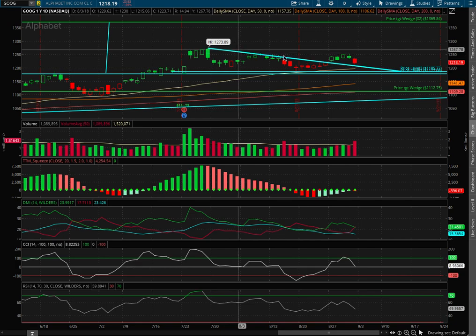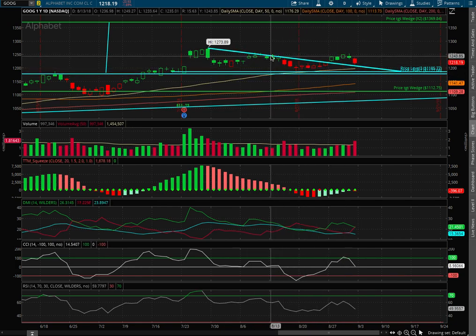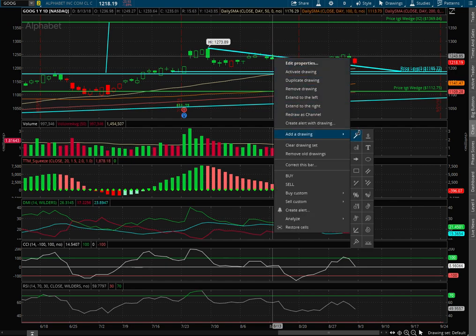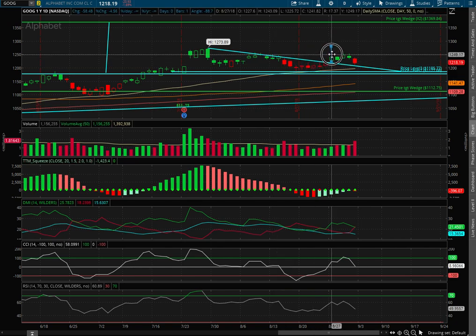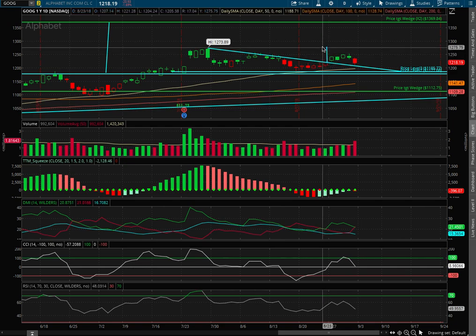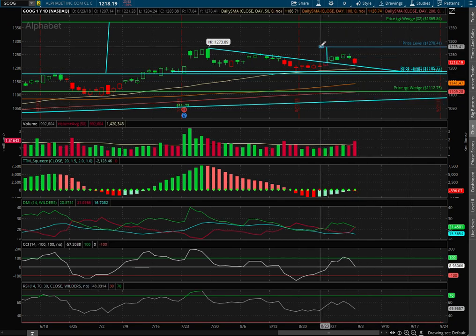Let's just remove that. So now how do we measure the wedge, right? We take the middle, about here, and we measure it from where it fired. About here. Yeah. So this is our price target for the wedge.